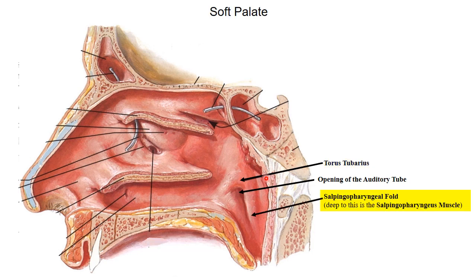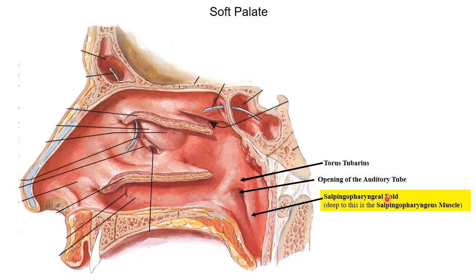We go down. Like I said, this is the torus tubarius above the opening of the auditory tube, going horizontally. And we pass this way, and then there's a ridge that turns down, and it's vertical. On the back side of the opening of the auditory tube, it's heading down. And so this is another mucus-covered ridge, and the name of this ridge is the salpingopharyngeal fold.